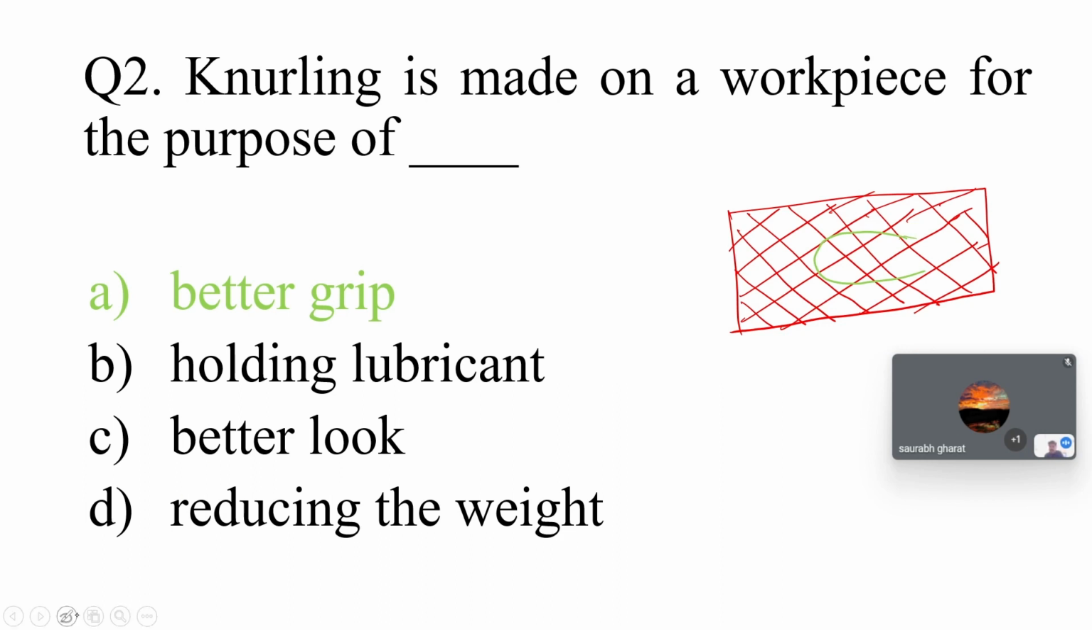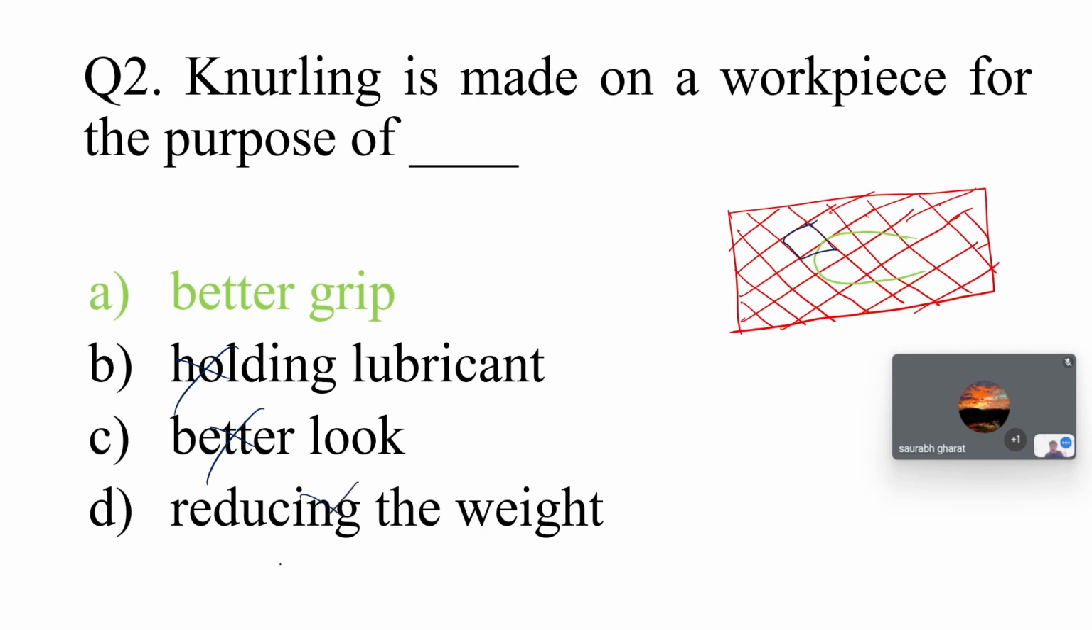So holding lubricant: there is no use of lubricant in that outer dial of the micrometer. Knurling is mostly used for better grip only, so your fingers will rest there accurately. Better look: it is not having a better look, it is actually having a problematic look. You can see there are diamond shaped scratches, this kind of diamond arrangement. So it is not for a better look.